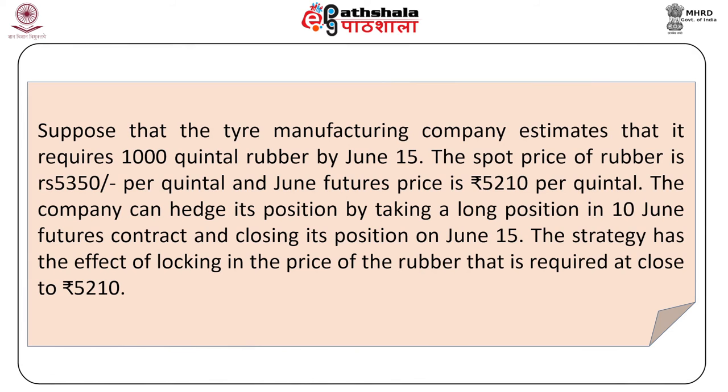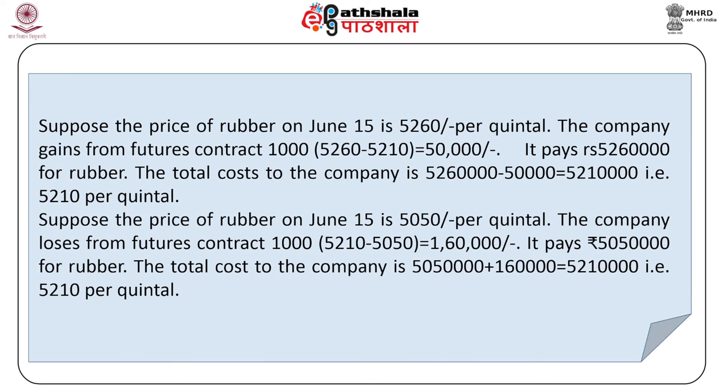For example, suppose that a tire manufacturing company estimates that it requires 1000 quintal rubber by June 15. The spot price of rubber is rupees 5350 per quintal and the June futures price is rupees 5210 per quintal. The company can hedge its position by taking a long position in 10 June futures contracts and closing the position on June 15. The strategy has the effect of locking in the price of the rubber that is required to close at rupees 5210. Suppose the price of rubber on June 15 is 5260 per quintal.